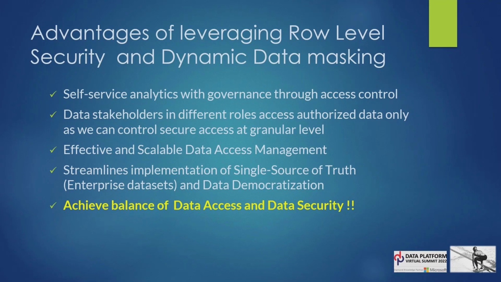What are the advantages of leveraging row-level security and dynamic data masking? As the data is secured through fine-grained access control, common datasets can be queried directly by stakeholders for analytics. Data stakeholders in different roles can only access authorized data applicable to them, as we can control secure access at a granular level. Effective and scalable data access management, especially as we do not have to create multiple versions of the same data. That's a great option for our administrators who have to manage the access management. This also streamlines the implementation of a single source of truth through enterprise datasets and enables data democratization. It helps us achieve the balance of data access and data security.